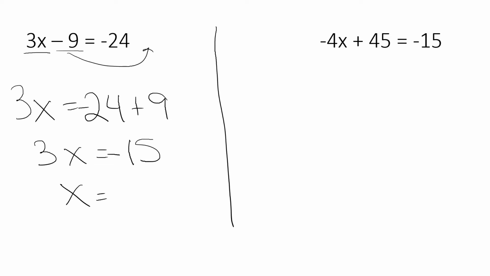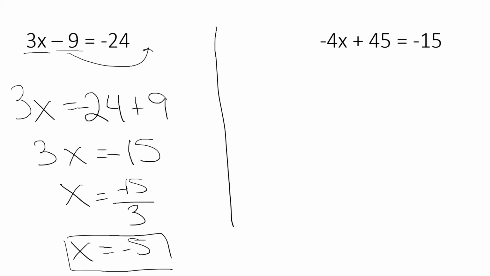Now I need to divide to get rid of my 3 with that x. -15 divided by 3 is -5. And again, if I wanted to plug this in here, I could check it. 3 times -5 is -15. -15 minus 9 is -24. Therefore, it's the right answer.